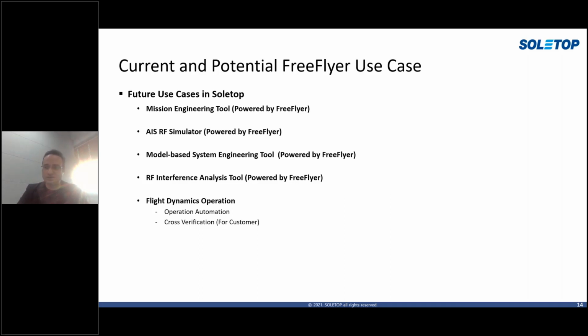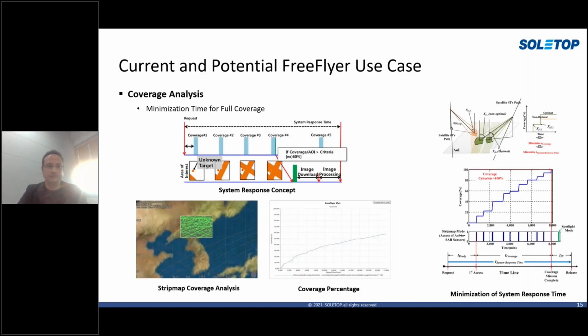Flight dynamics operations is one of the most important parts. Again, operation automation and cross verification is one of the most important requirements of customers here in Korea, and we are working seamlessly on aligning those requirements in support with the FreeFlyer team in the US. So this is one of the most important use cases that we have presently in Korea.